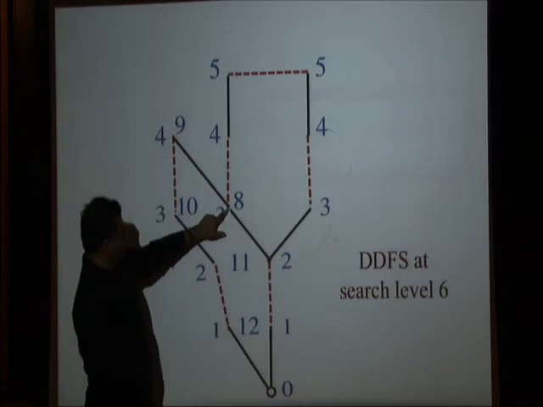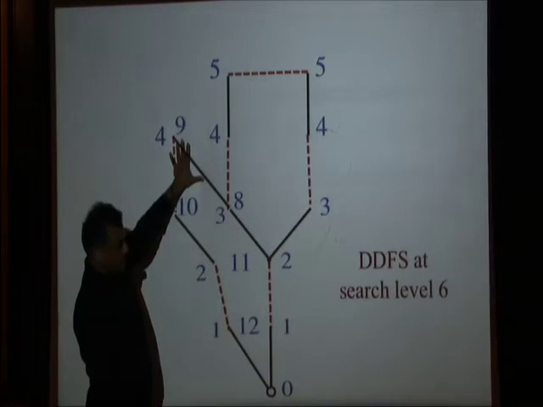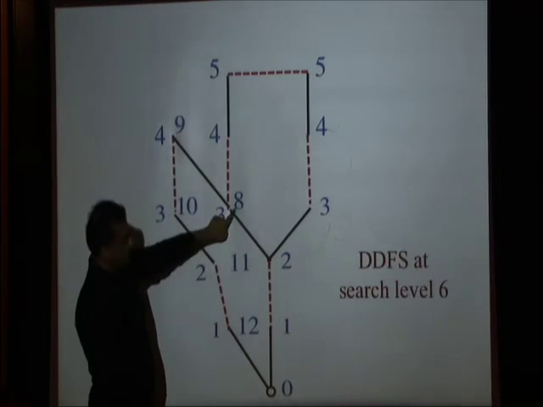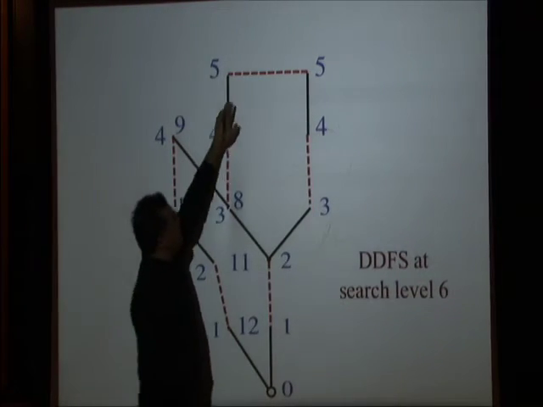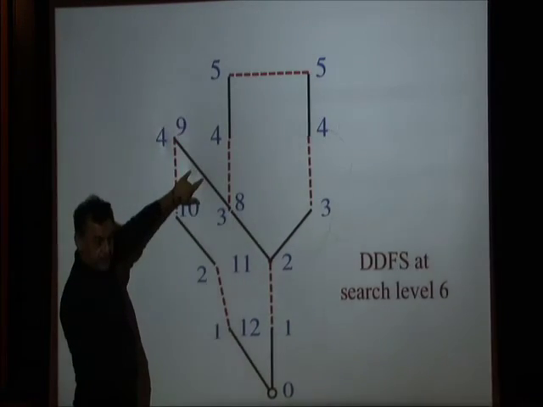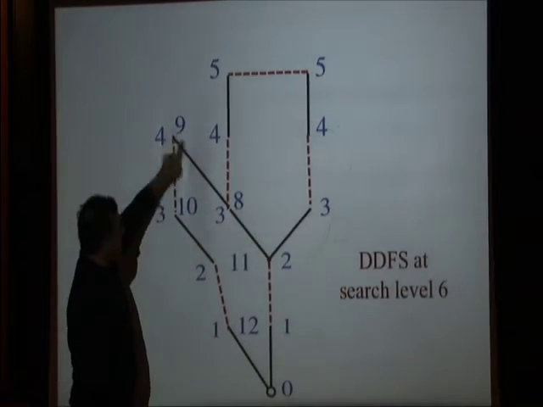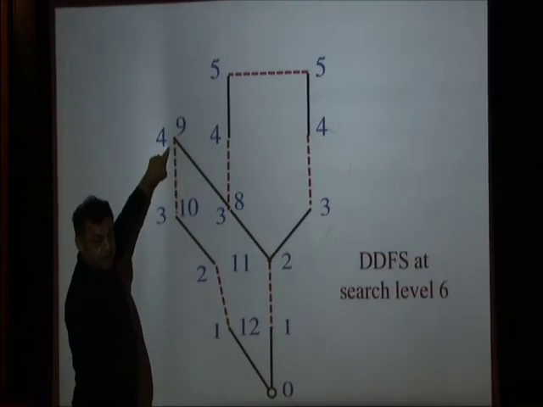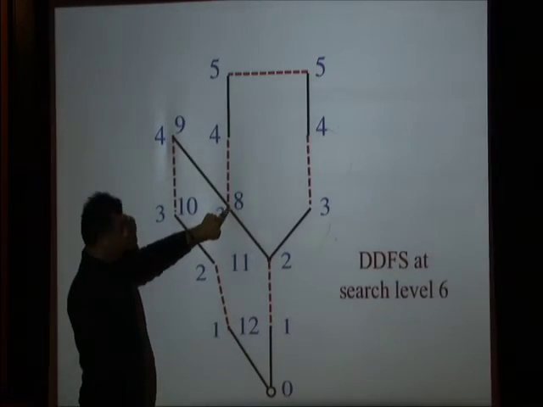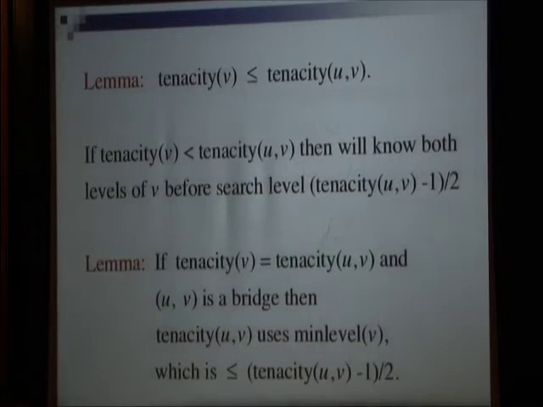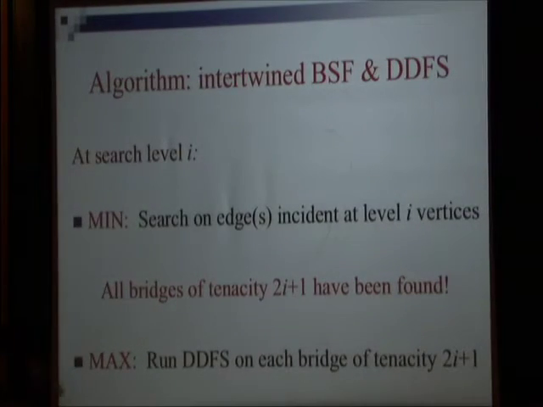Like this guy has tenacity 13, right? This guy has tenacity 13. Sorry, this guy has tenacity 13. This guy has tenacity 10, or 11. This guy has 11. This has 13. This has 13. But look at this 13. This guy was 13, but we used its min level, not its max level. This guy, we have used its max level, but then his tenacity is smaller. Okay. So this is okay.